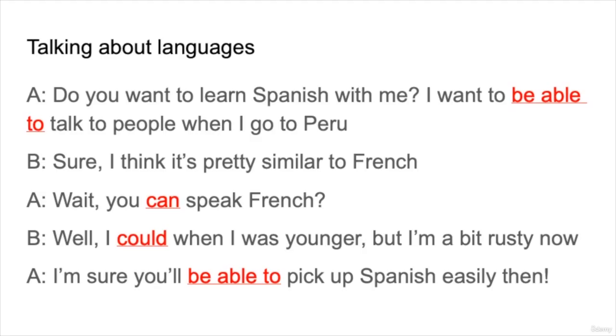I'm sure you'll be able to pick up Spanish easily then. And here again, we'll have our future form because we have I'm sure you will. So I'm sure you'll be able to pick up Spanish easily. Let's read this through and see what it sounds like.